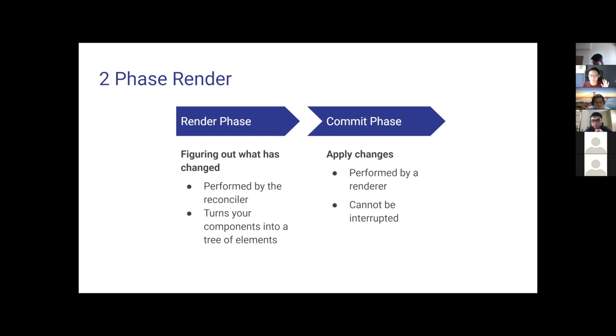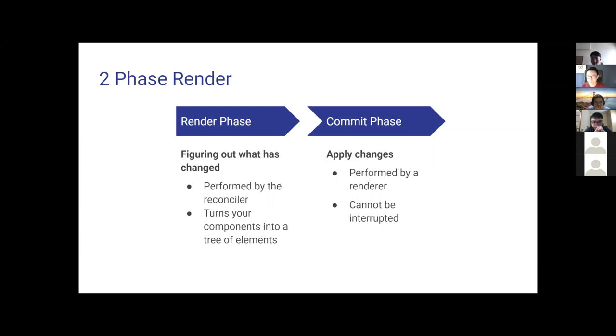And then it'll pass it on to the renderer, which is in the commit phase. Yeah, again, it's confusing because the renderer does things in the commit phase after the render phase. But anyway, the renderer will take this tree and put it on screen. It will be told what changes to make, and it will just update the screen.